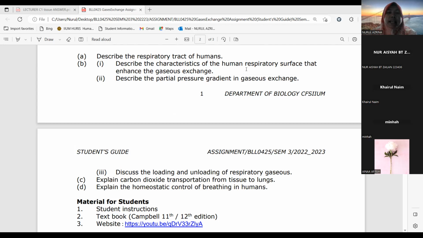Next, once you know what the respiratory surface is, you can explain how the respiratory surface can enhance gas exchange. That is, what special features the respiratory surface has to increase the efficiency of gas exchange. Next, describe the partial pressure gradient in gas exchange. So you have to search and read about what a partial pressure gradient is. Is there a different partial pressure gradient at this place and that place? And what is the significance of having different partial pressure gradients at different areas? So all that you have to find out.